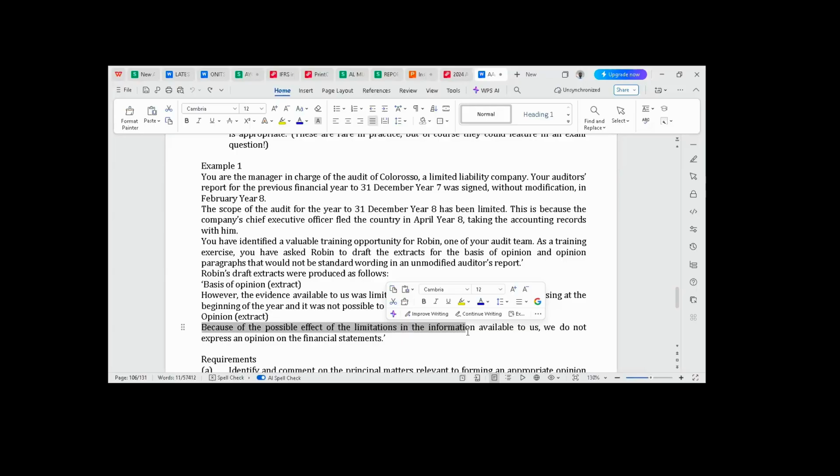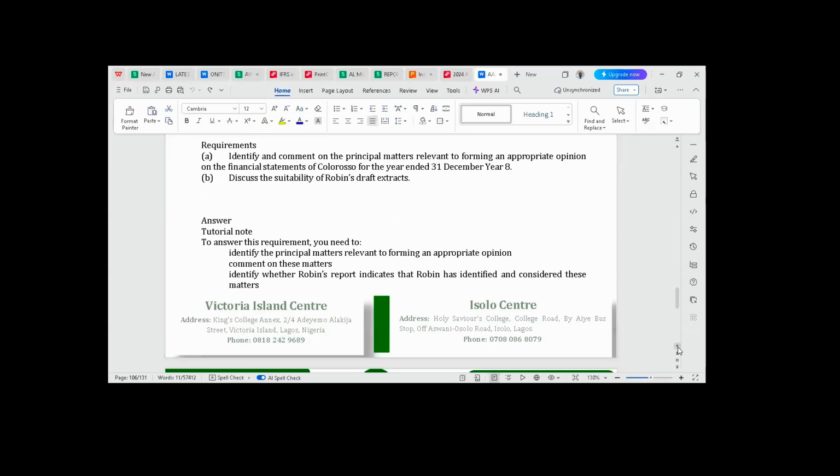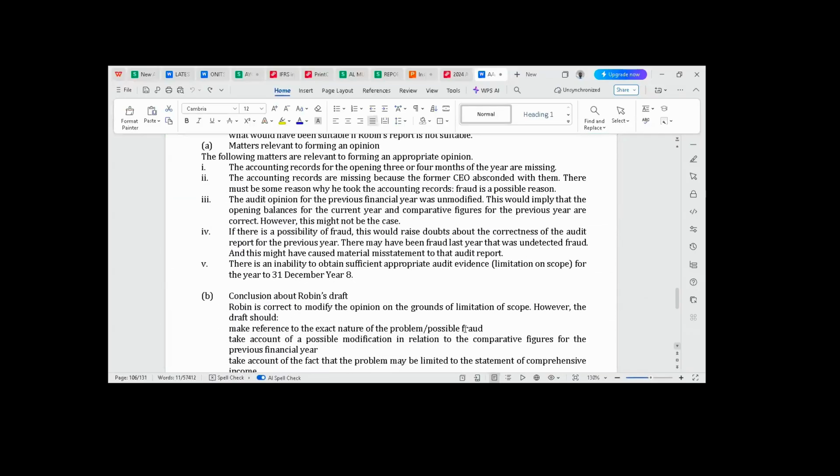Because one of the things that can make the CEO abscond is that maybe he has perpetrated fraud, and his fear is that it will be detected. That was why he ran away. So rather than say incomplete information, you can also put it there as the possibility of fraud. And that was what they have captured in this solution here.